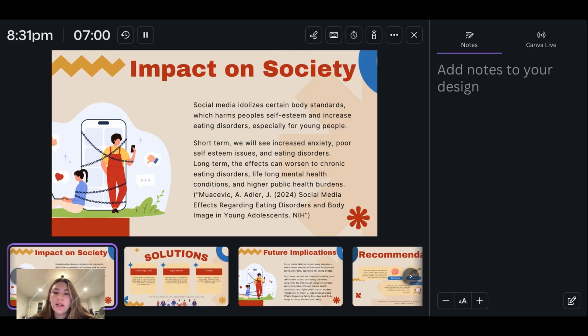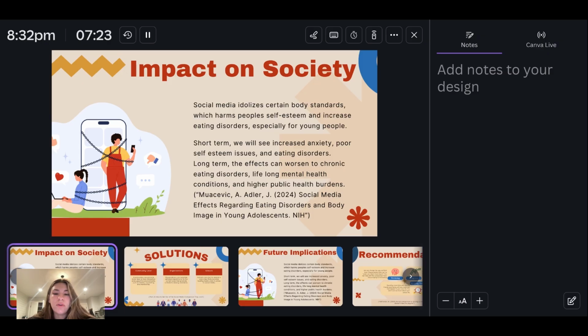Social media promotes idolized body images, which can have a serious effect on people, communities, and organizations. Especially for young people, the constant exposure to curated images and influencer content is linked to body dissatisfaction, low self esteem, and eating disorders. This harms both their mental health and physical health and can interfere with daily functioning, academic performance, and overall quality of life.